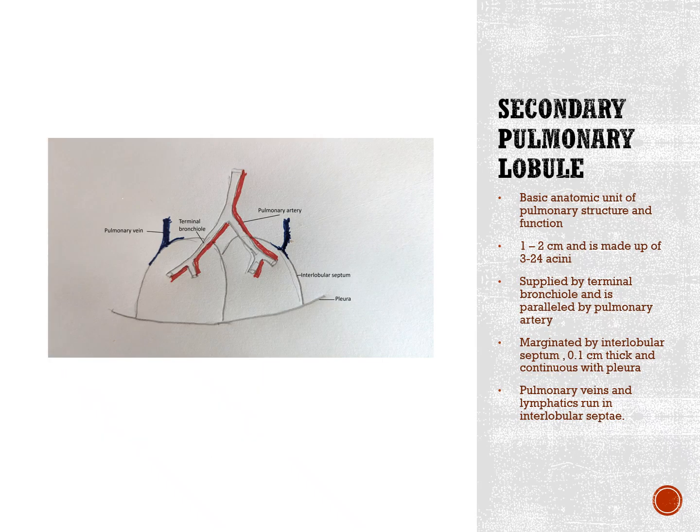This figure shows the schematic structure of a secondary pulmonary lobule. The terminal bronchiole supplies this part of parenchyma. This is the pleura, and this is the interlobular septum. See, the pulmonary arteriole parallels the terminal bronchiole, and the lymphatics and veins are present in the septum.